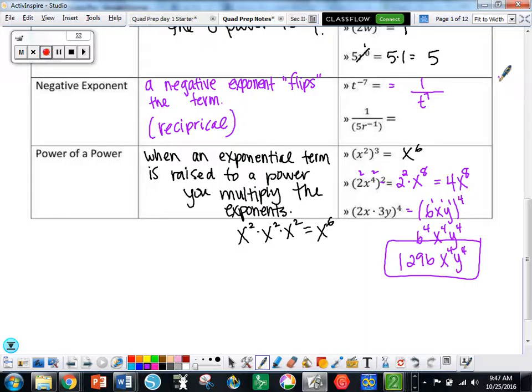Now I know the next one has parentheses on it, but the parentheses really aren't doing anything. If the parentheses were right here, it would. If the parentheses are right here, that means the 5 and the r have that negative exponent. But as it's written right now, which of those two numbers, the 5 or the r, has the negative exponent? Just the r, right? So I need to ignore the 5 completely first.